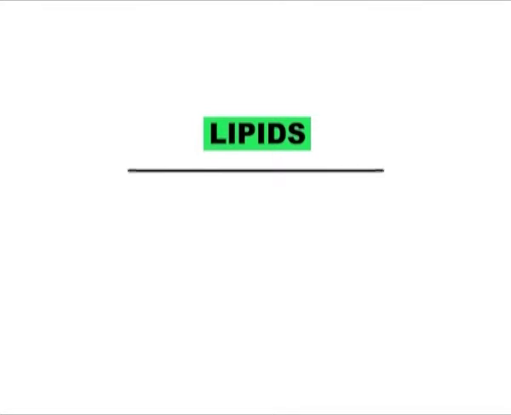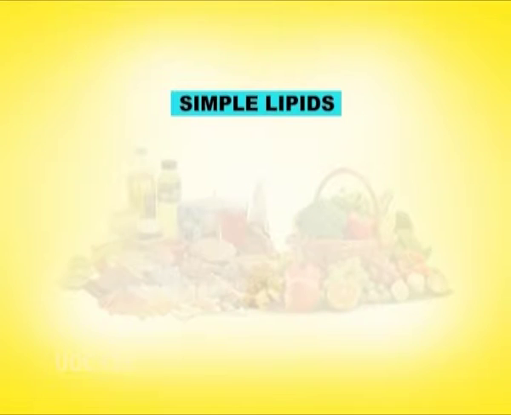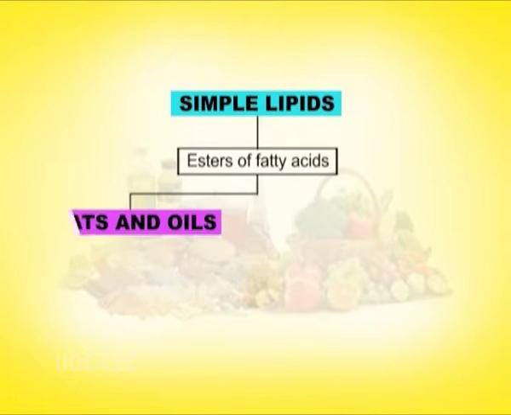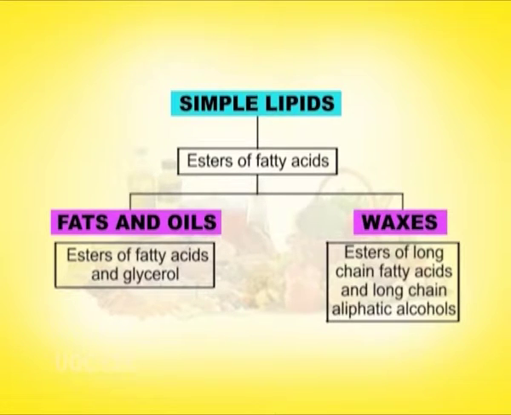Lipids are classified as simple, compound, and derived lipids based on composition. First, we'll see the simple lipids. These are esters of fatty acids with various alcohols. They are classified according to the nature of the alcohol as fats and oils. They are the esters of fatty acid and glycerol. Fats are solid at room temperature and oils are liquid at room temperature. Waxes are esters of fatty acid and long-chain aliphatic alcohols.